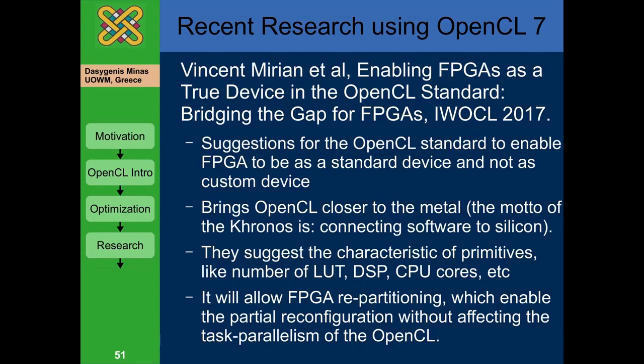Other authors try to suggest new improvements to the standard in order to enable FPGA as a true device. Now FPGA is considered a custom device and is not supported 100% by the standard, because it's considered a custom device and not a true device. So, the authors and the Khronos group say that connecting software to silicon is the motto of the Khronos group. So, we have to enable devices that are close to silicon to be better supported. And FPGA is the de facto standard which is close to silicon. It's all circuits, gates, multiplexers, and their connection. So, they propose how to do this.